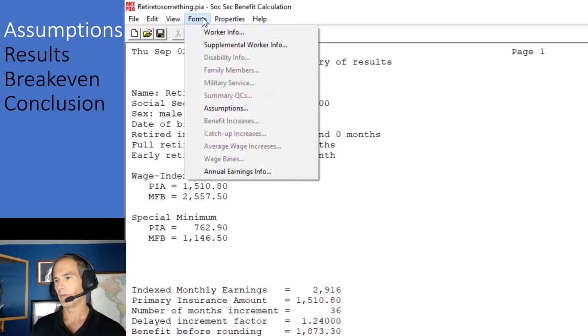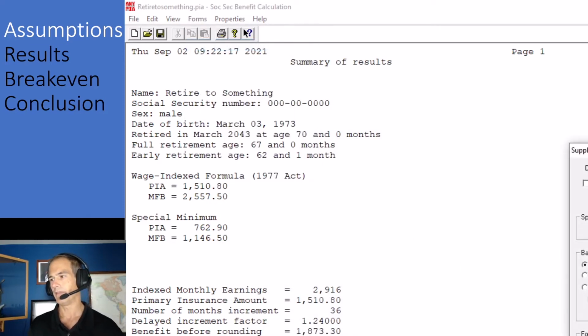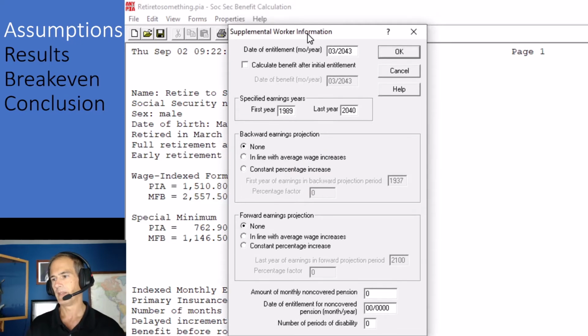So the next form we'll go to is supplemental worker information. Now, what we're looking at here, we have the date of entitlement, and what I'm going to do is use the month and year that I would turn 62, 67, and 70. So we're going to do 3 separate calculations. I'm not going to walk through all of those now, just know that this is where we would enter that information.